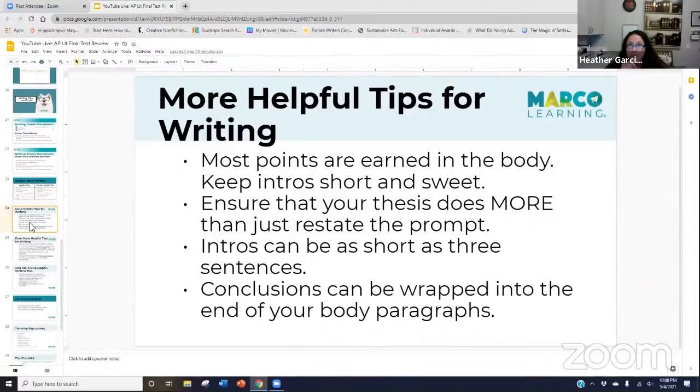Your conclusions, remember, we saw one on that chart that was 26 words long. That's nothing. You can wrap that conclusion up at the end of your body paragraph if you feel like you need to. It doesn't have to be its own entity. It can just be a natural closing, especially if you get to the point where you are running out of time with any particular essay.